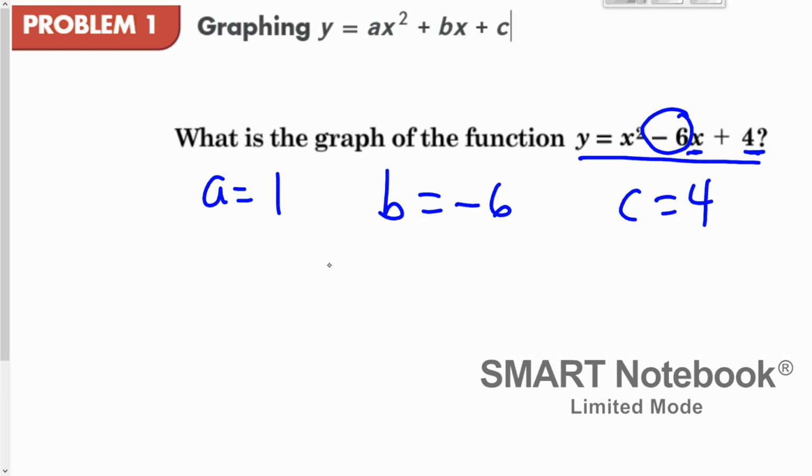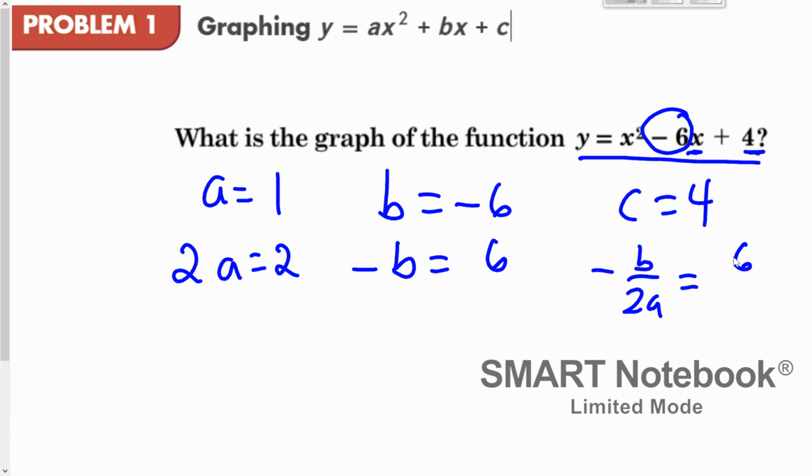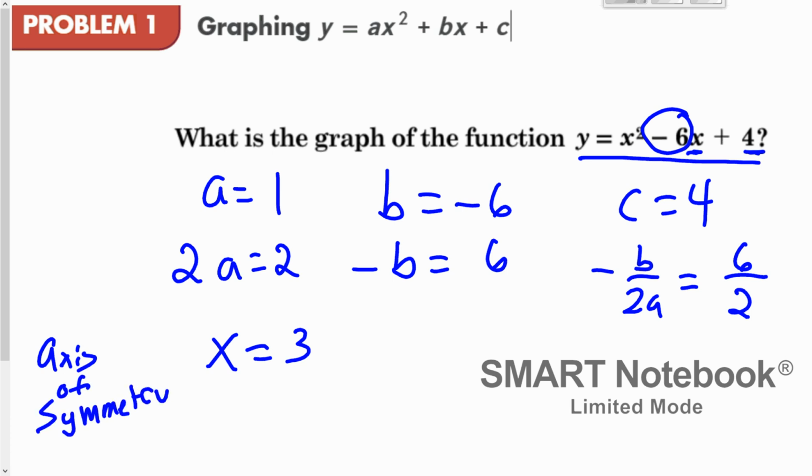And then we're going to do negative b, so that's the opposite of b. So the opposite of negative 6 is a positive 6. Then we're going to do 2 times a. So 2 times 1 is 2. And then we're going to take negative b over 2a. So I have my negative b, that's 6, and my 2 times a, that's 2. So 6 over 2 is 3. So our axis of symmetry is x equals 3. That's the line that's going to divide our parabola right in half.